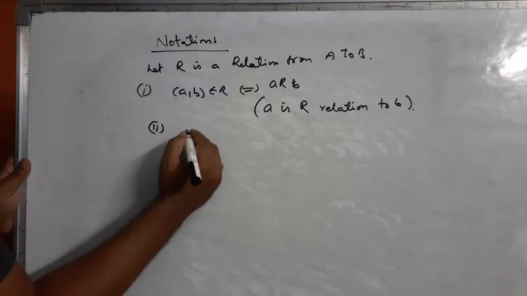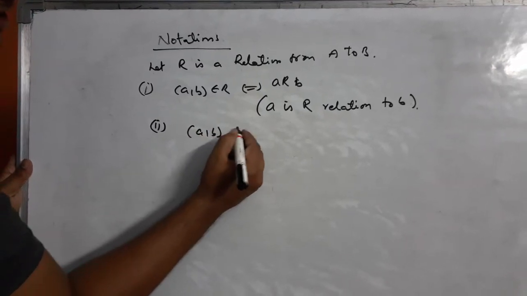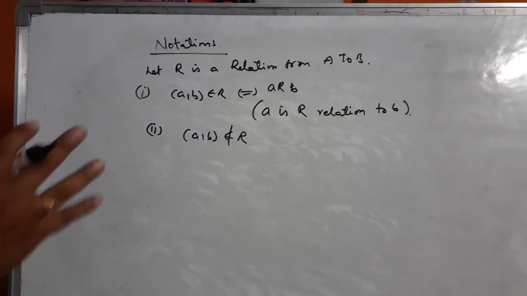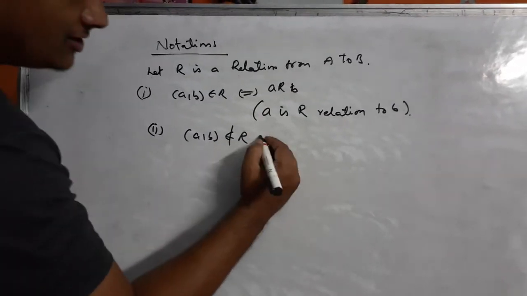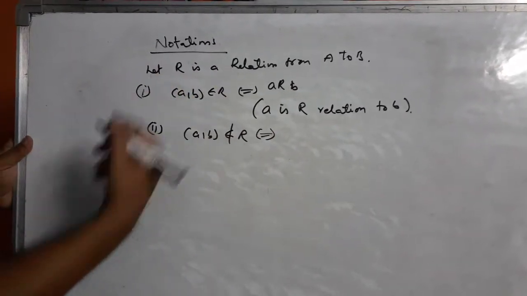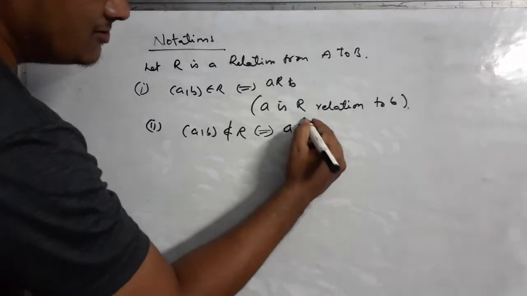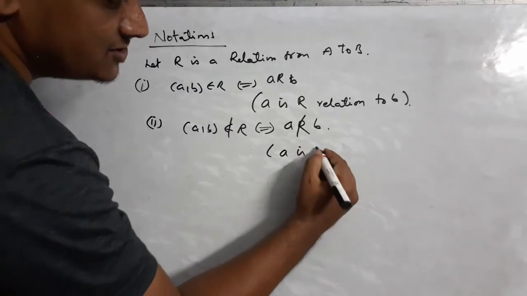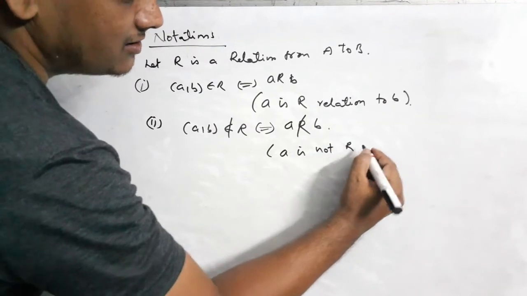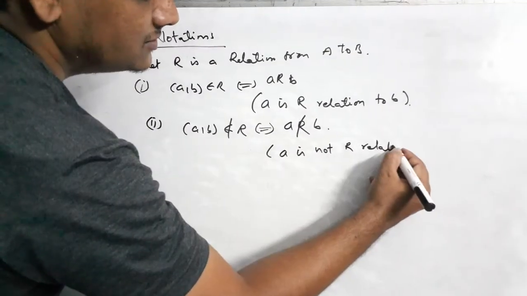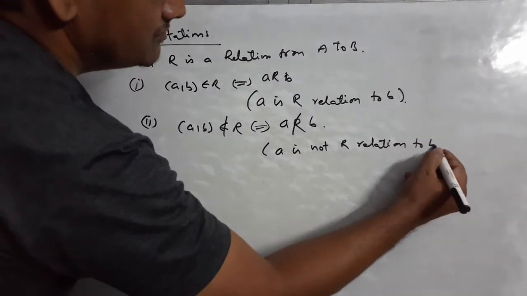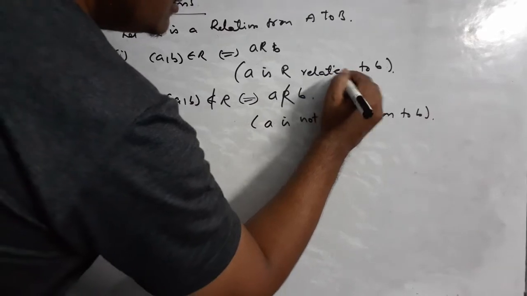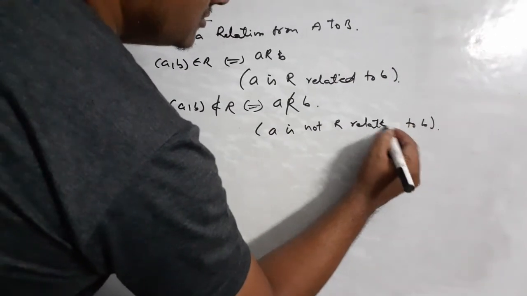Next, the second one. If (a, b) does not belong to R, that is, (a, b) is not present in the set R, then we read it as a is not related to b. It is read as a is not R related to b.